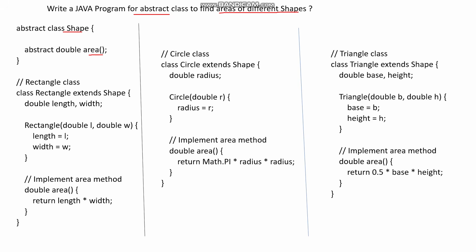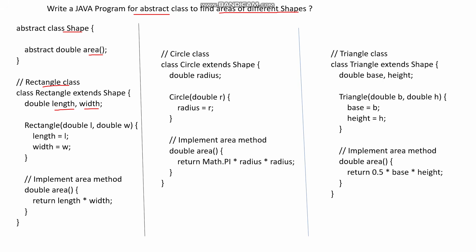Next, coming to the first class, I am creating a Rectangle class. Class Rectangle extends Shape, which means we are extending the Shape class. Now we can write the code of this area in the Rectangle. Double length and width: here I am taking the two instance variables length as well as width. This is a constructor, Rectangle constructor, double L, double W. Length equals L, so the length value becomes the L value, and the width value becomes the W value.